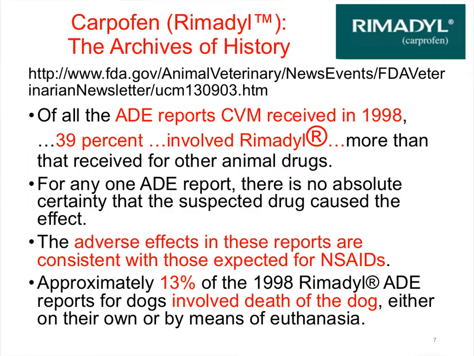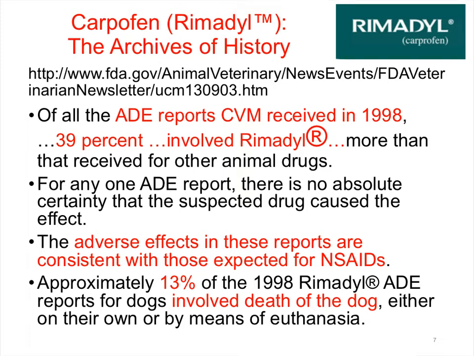So where did this all begin, at least in my opinion? It began when we started to see people moving from whatever they were doing for managing inflammation in dogs and cats before 1998, 1997, to the availability of carprofen or Rimadyl. And just so you can put this in perspective, the adverse drug effect reports that the Center for Veterinary Medicine received in 1998, so this is where adverse reports come in from veterinarians, 39% involved the Rimadyl product, which was more than any received for any other animal drug.